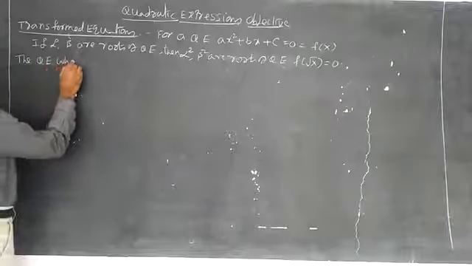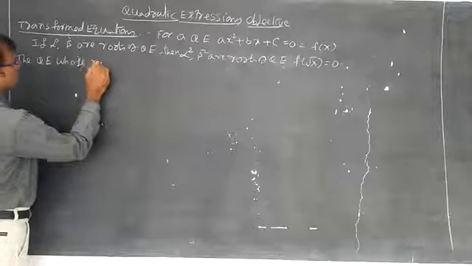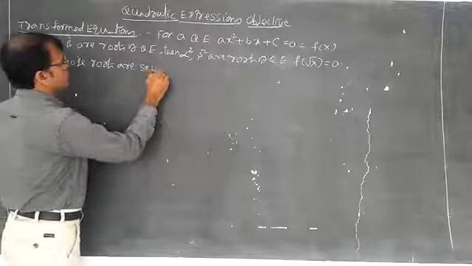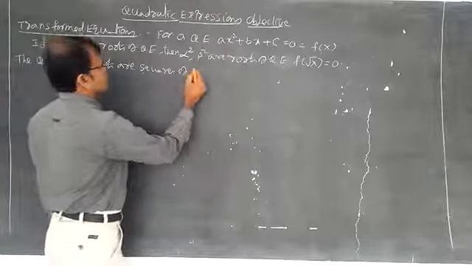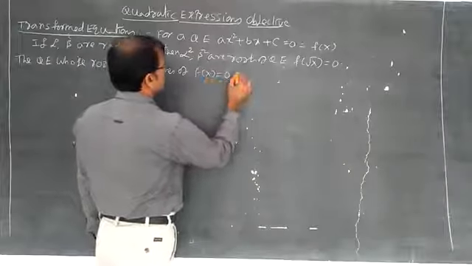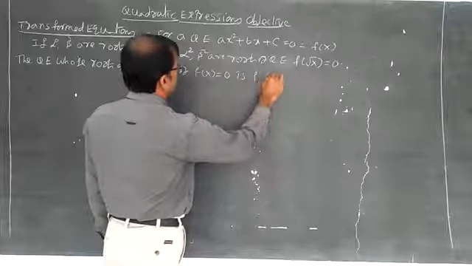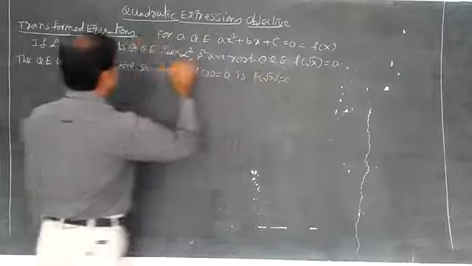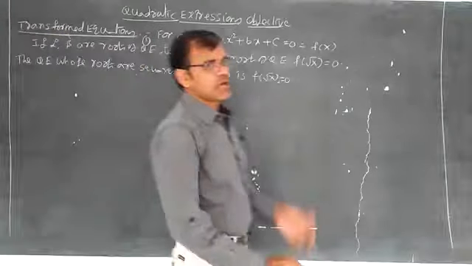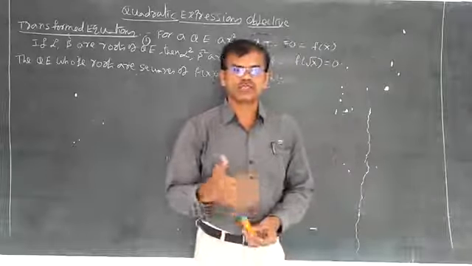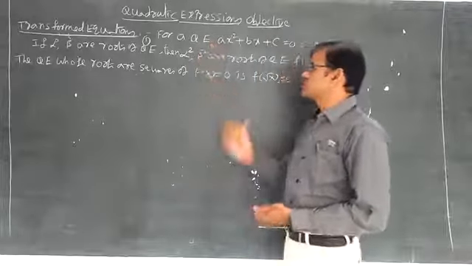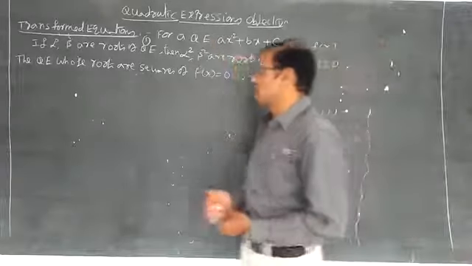The QE whose roots are squares of roots of f of x equal to 0 is f of root x equal to 0. This is the first form. This is called the transformed equation. What is transformed? The roots alpha, beta are original and the roots are changing as alpha square and beta square. That is why f of root x is called the transformed equation of the original quadratic equation.